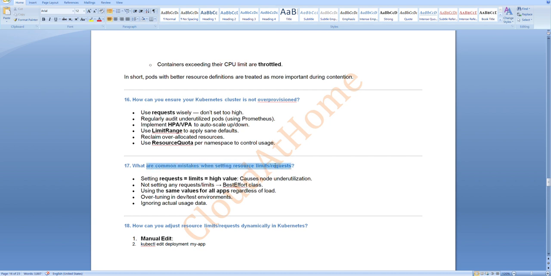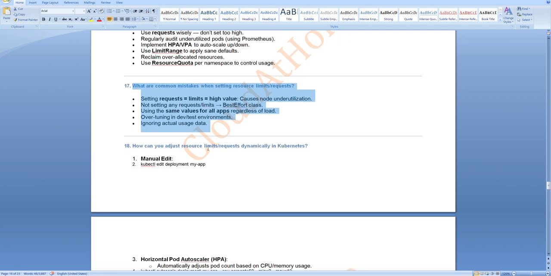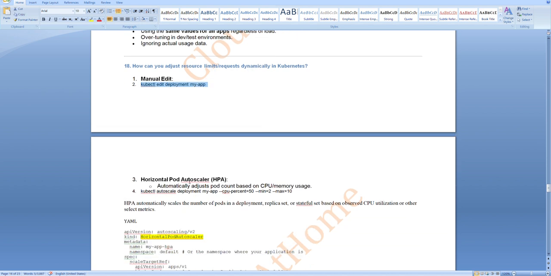What are the common mistakes when setting the resource limit? Request equal to limit equal to a high value, so the node is underutilized. Not setting any request or limit, that's a problem. Using the same values for an app regardless of load. Overtuning in dev and test environments, ignoring actual usage data. So all these things we should take care of as a Kubernetes engineer. How can you edit a resource? Basically, you can go and edit your deployment file, and then you can apply it.